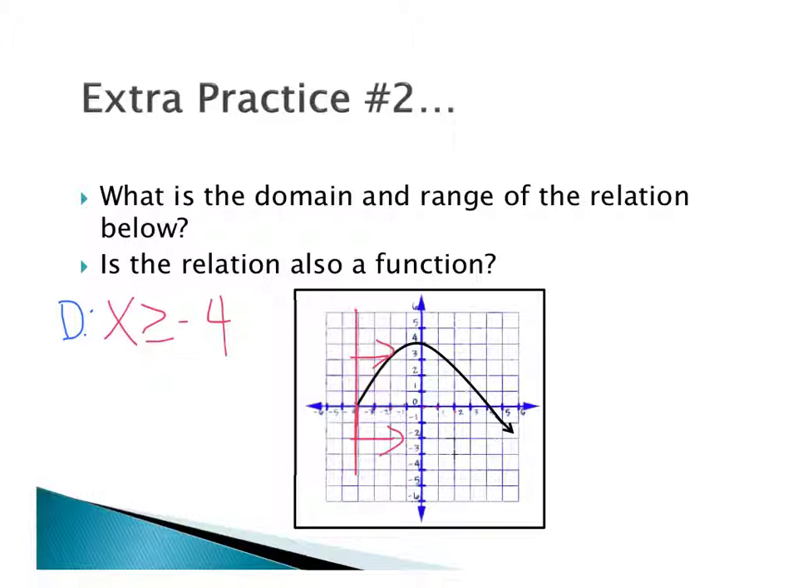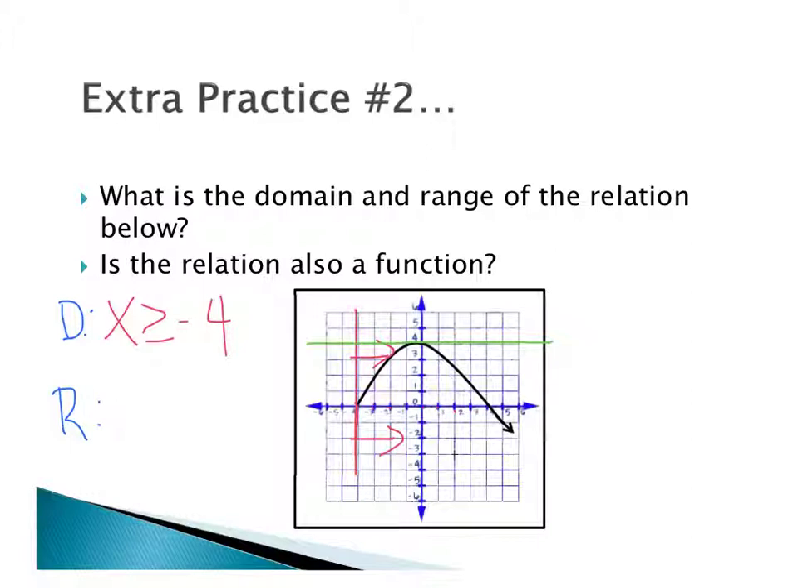Now let's look at our range. My range, those are my y's. Where does this graph start with my y's? Okay, well, looks like the top of my graph, the highest point is right here at the 4, and then my lowest point, well, I don't really have a lowest point because I have this arrow that keeps pointing down, so it keeps going down and down and down.